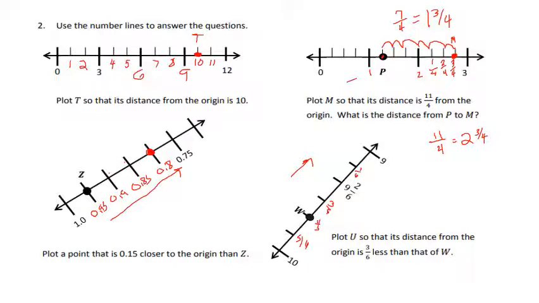Okay. Now it wants 3/6 less. So if I count it, I know this is 1/6, 2/6, and 3/6. So this plot right here would be 3/6 less than W.